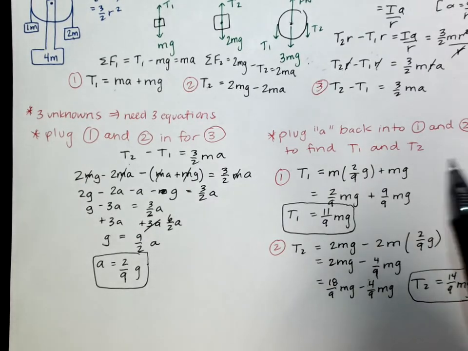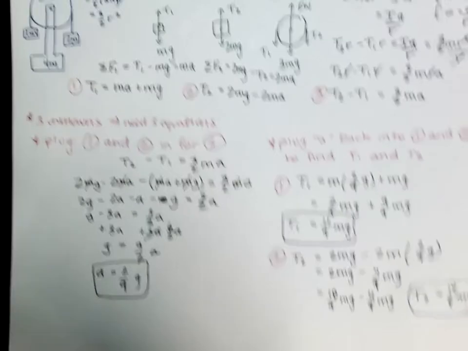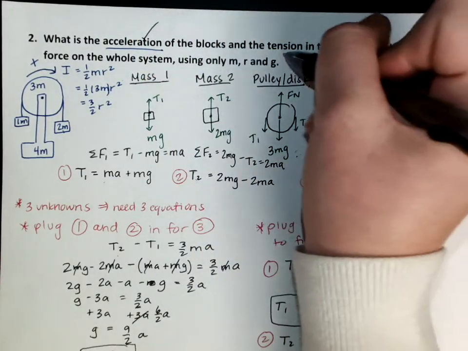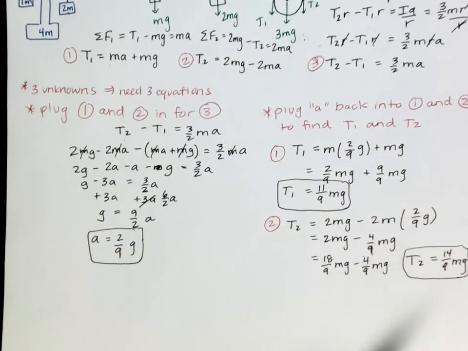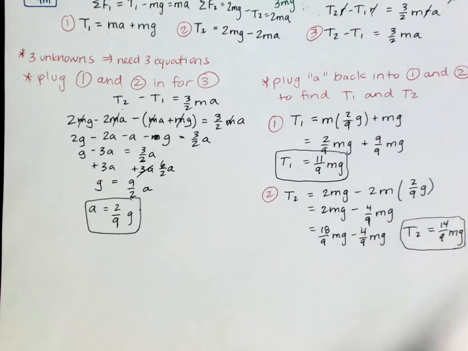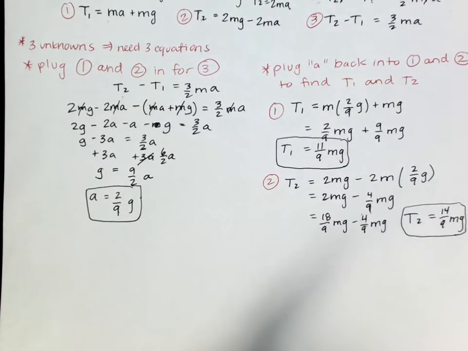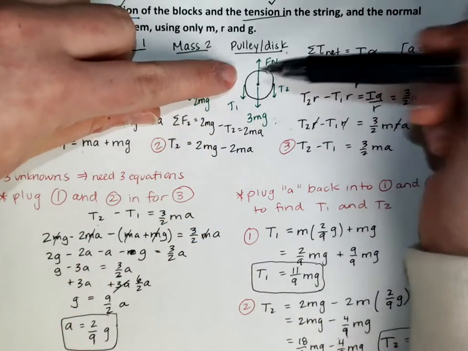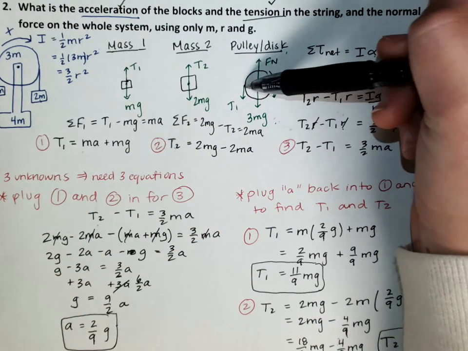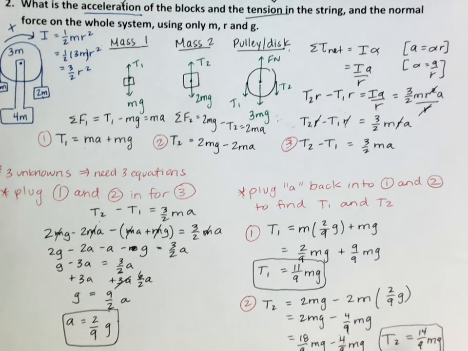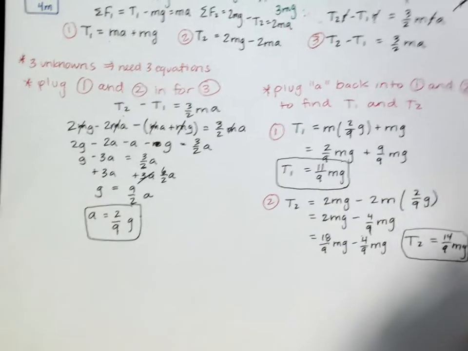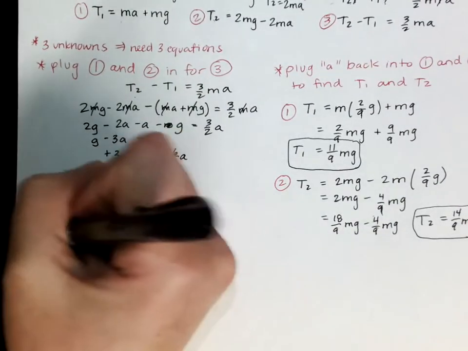Okay, so the problem asked us to find the acceleration, which we did. Check the tension in the string, so T1 and T2, and the normal force on the whole system. So now we're going to find the normal force on the whole system. But in order to do that, let's find the normal force on the pulley alone. So let's look back at our free body diagram right here. Our normal force is the only up force, and we have 3 down forces. So if you guys recall, our up force is going to equal all of our down forces. Okay? And that comes from our second law.